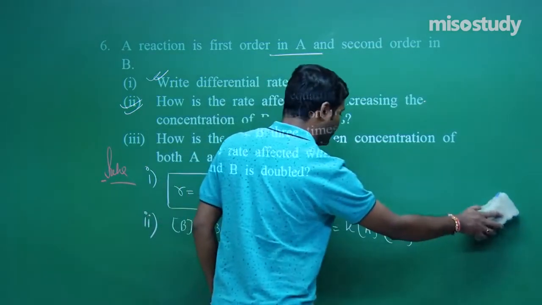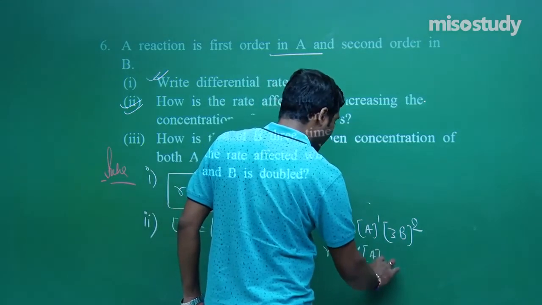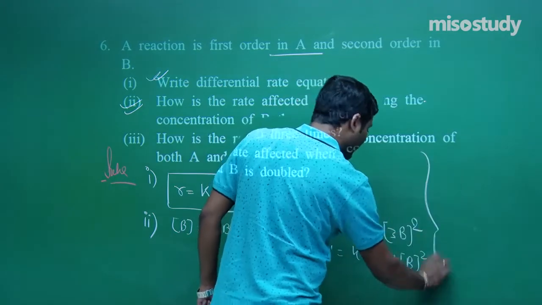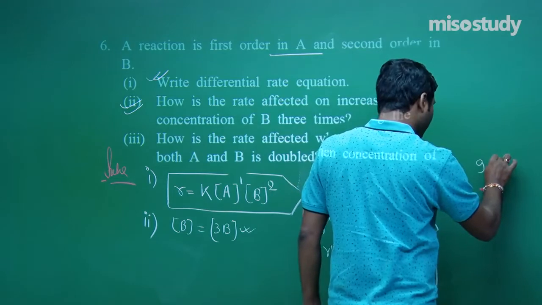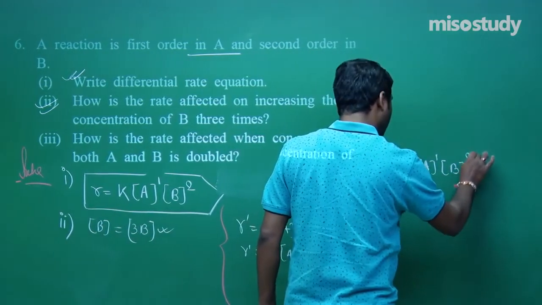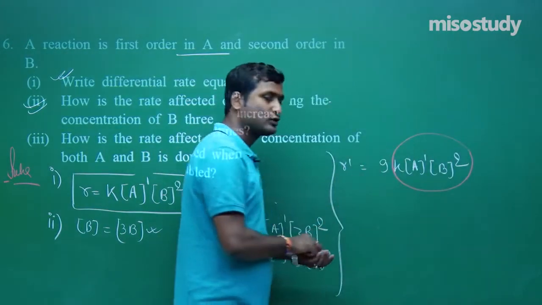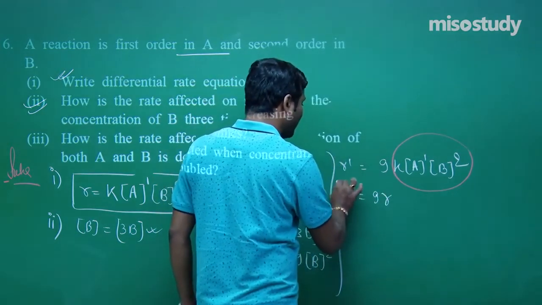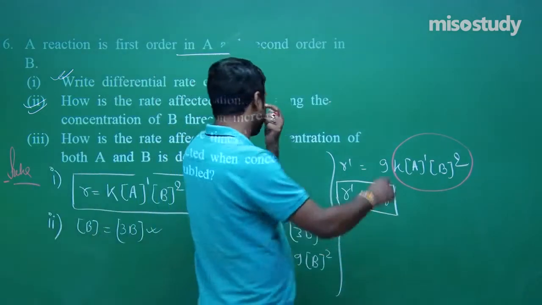Now what will happen in this case? That is R dash is equal to K A to the power 1, 3 squared, 9B square. Now again I am repeating here, R dash is equal to 9K A to the power 1 and B to the power 2. Now this one is equal to, my friend, R. So the new rate R dash is equal to 9R, 9 times the old R. This is the answer of this question.